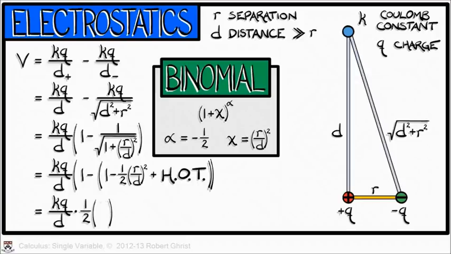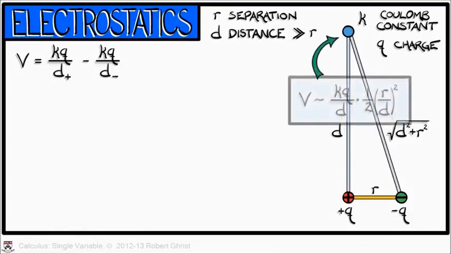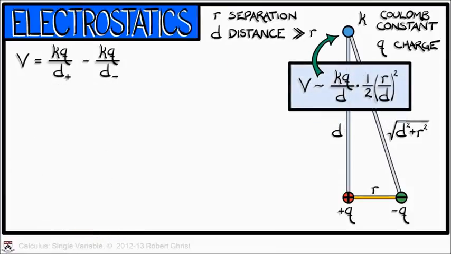Simplifying, we see that the 1's cancel, and we're left with kq over d times 1/2 (r over d) squared. Everything else is of higher order in r squared over d squared. Let's remember that 1/2 (r over d) squared. In fact, we'll set it over here, right next to the location, and consider what happens when we look a distance d away from that positive charge, but in a different direction.